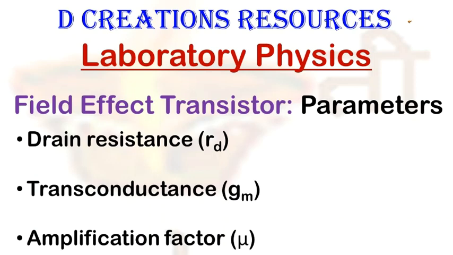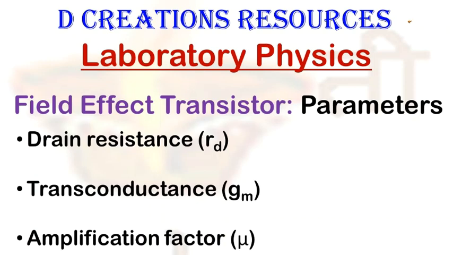Now we talk about amplification factor, which is usually denoted as mu. It is the ratio of change in drain source voltage to the change in gate source voltage at a constant drain current. So what is drain source voltage? VDS. And what is gate source voltage? VGS. And we are talking about change, so we'll talk about delta VDS and delta VGS. So the amplification factor mu will be given as delta VDS divided by delta VGS at a constant value of ID, which is drain current.